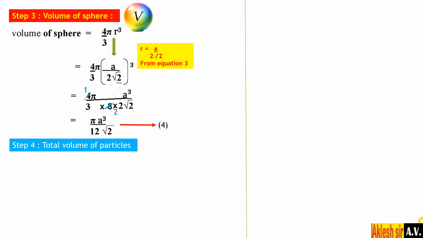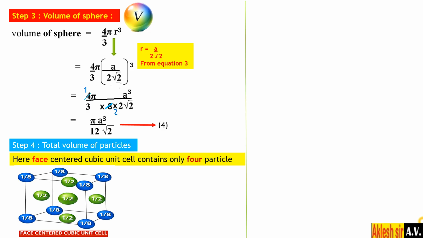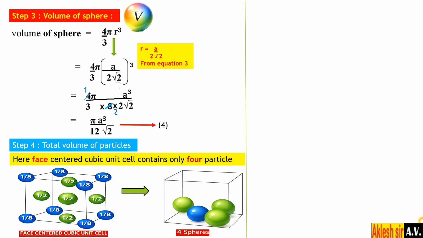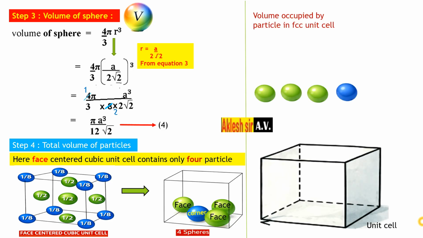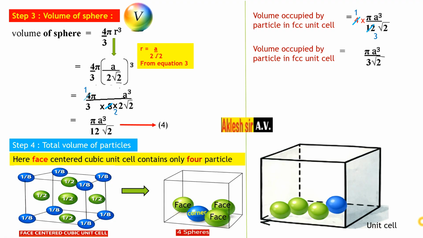Step 4. Total volume of particles. Here a face-centered cubic unit cell contains only 4 particles. 1 particle contributed by corners and 3 particles contributed by faces of the unit cell. Volume occupied by particles in FCC unit cell is equal to 4 times pi a cubed divided by 12 root 2. Here 4 times 1 is 4, and 4 times 3 is 12. So finally, volume occupied by particles in FCC unit cell is equal to pi a cubed divided by 3 root 2. Let this be equation 5.